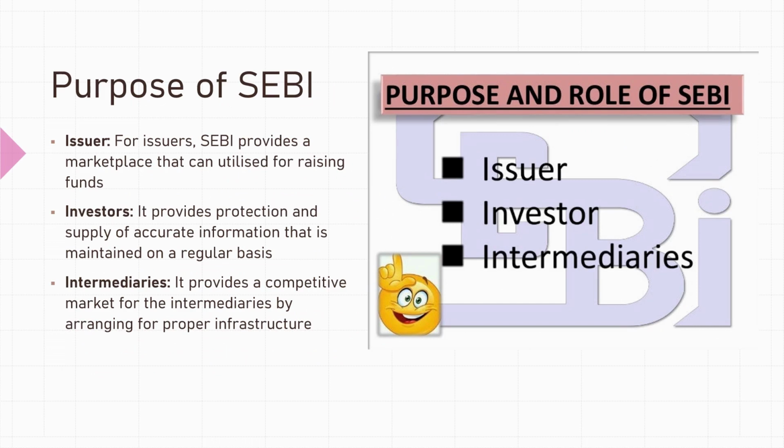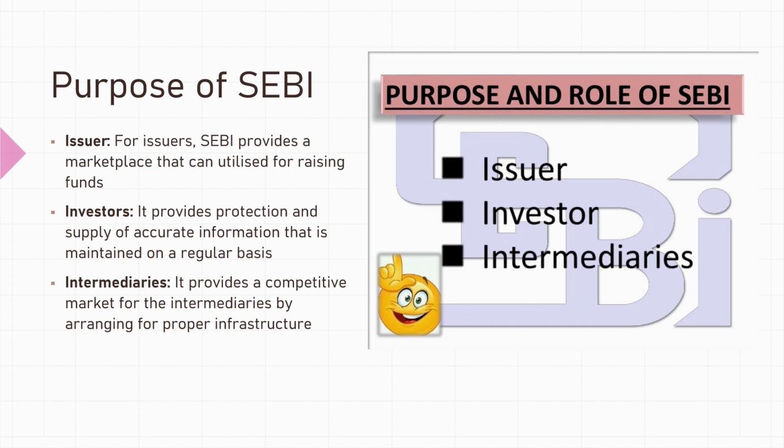Now let's talk about the purpose of SEBI. Basically there are three main parties: one is the issuer, another is the investor, and third is the intermediaries. These are the three parties which play a role in the stock market. So who is the issuer? Let's suppose Reliance wants to raise capital of 1000 crore. It is issuing shares, it is issuing funds into the market. So that's the issuer.